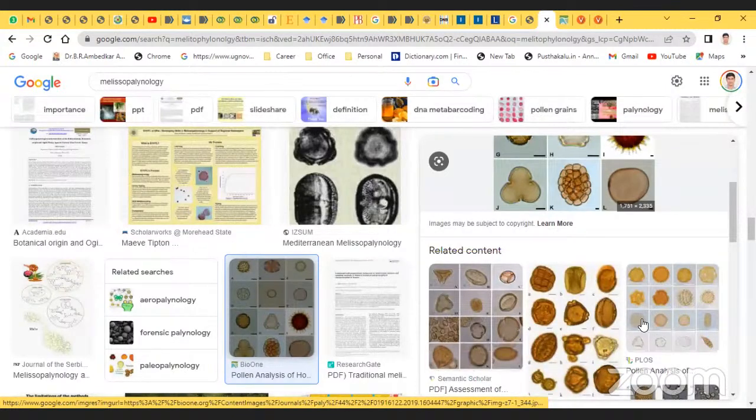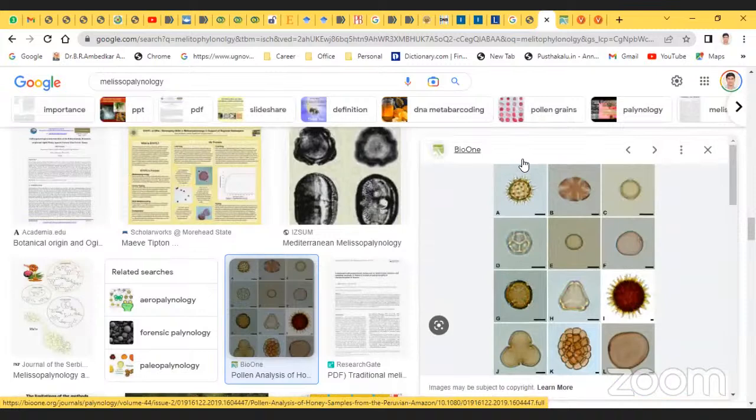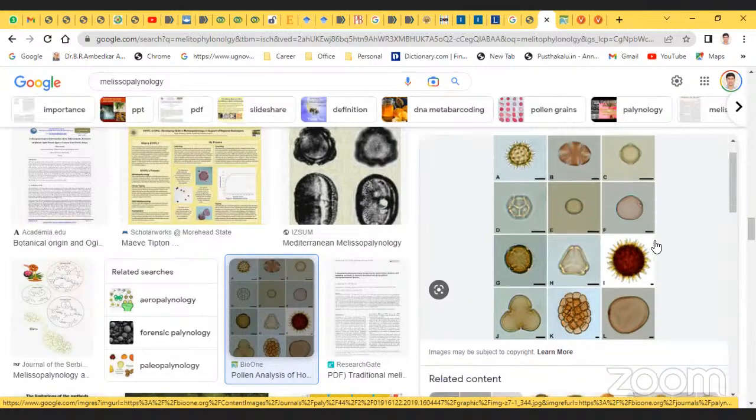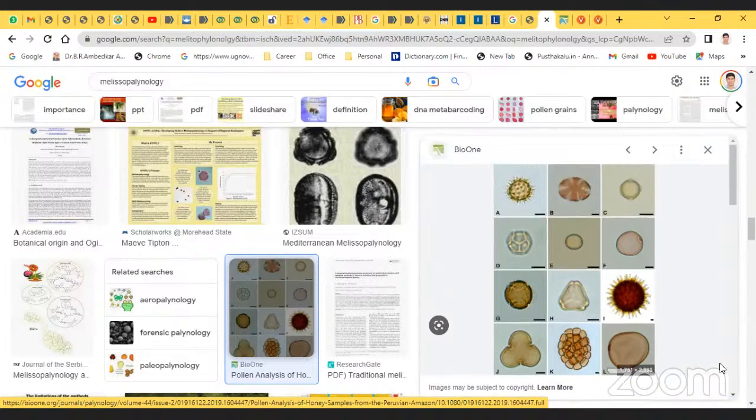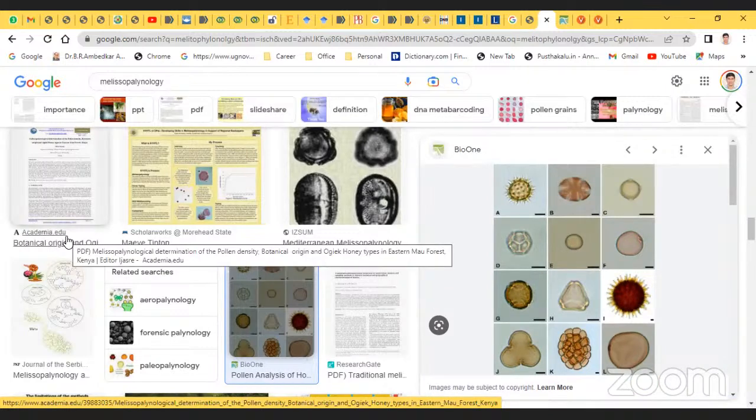It is a very simple technique. Suppose these pollen grains are found in these plants. The honeybees collect from different plants in one place. Then we collect the honey, then we go for analysis, then we find out these pollen grains. Based on these pollen grains, we easily find out what plant species are represented in this area. That is melitopaleontology, right?